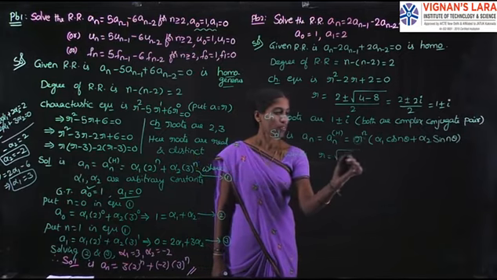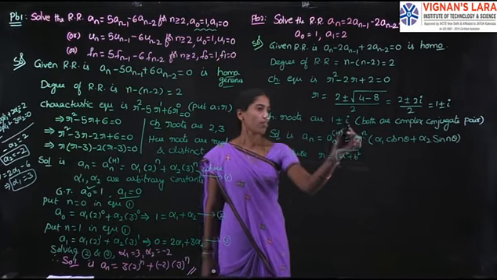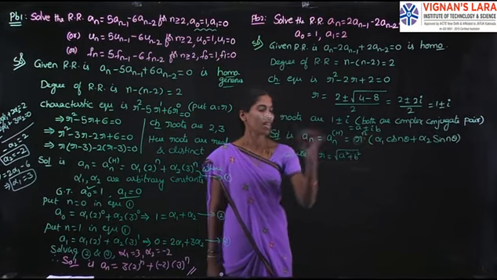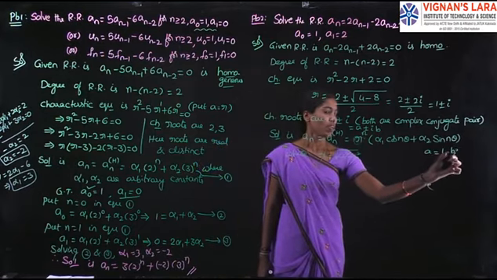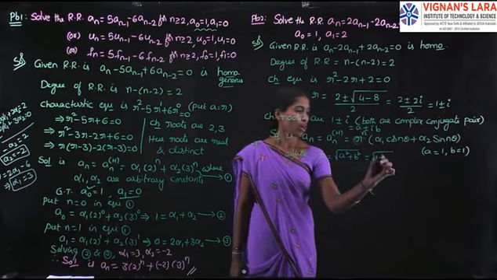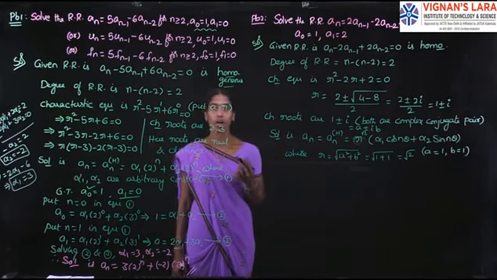Where r is equal to square root of a square plus b square. Here it is in the form of a plus or minus ib. So what is the a value? A value is 1. B value is also 1. So r is square root of 1 plus 1, which is equal to root 2. Like that we need to find out the r value.